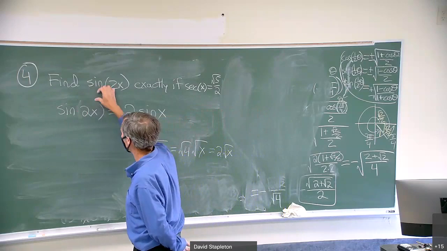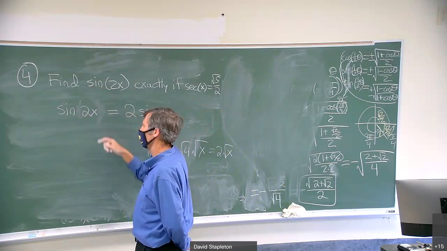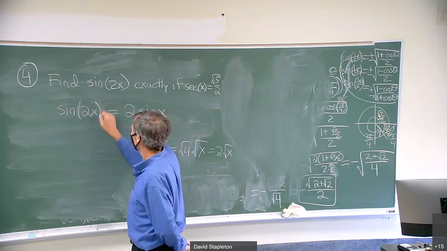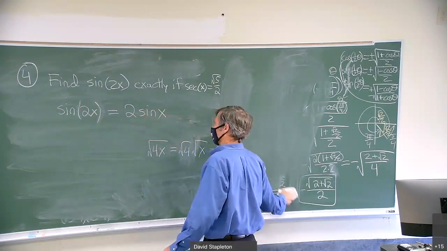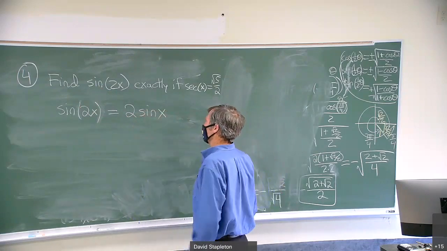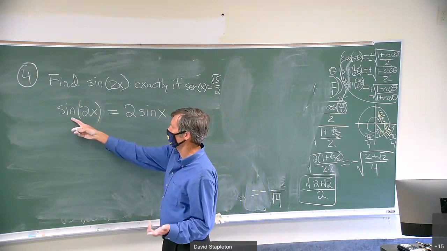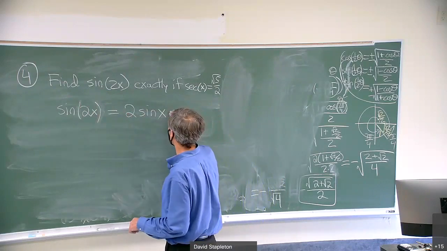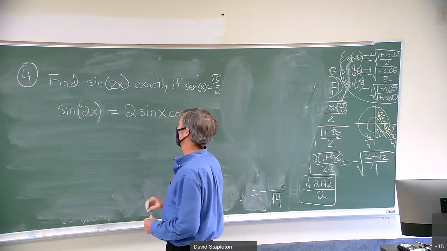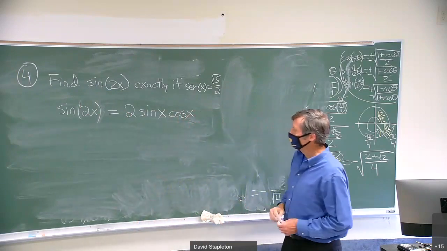Sometimes to save writing, we'll write this, but it means there's still parentheses there implied. It's just for brevity that we leave the parentheses out. So this isn't true. Instead, what you do is you memorize the double angle identity. Sine of 2x is 2 sine x cosine x. There it is. So it looks like that.